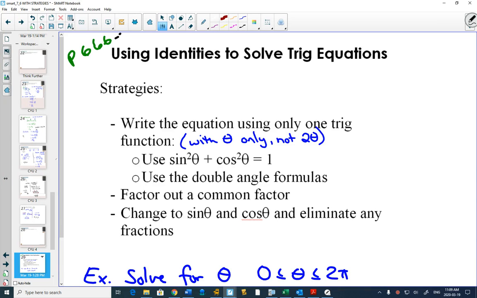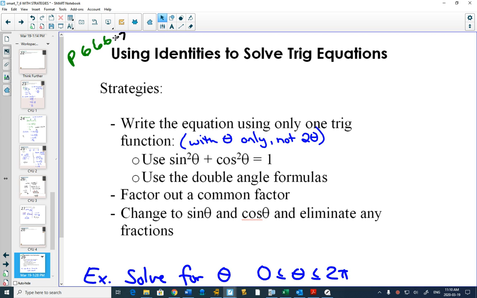So pages 666, 667. You can start on page 666, and we're going to be looking in particular at how to use identities to solve trig equations. So we write some strategies down, and we've done some of these strategies already. We've used strategy number 1, write an equation with only one trig function. We've used that in our last unit when we used the hint, use sine squared theta plus cos squared theta equals 1. But we're also going to do that with double angle formulas.